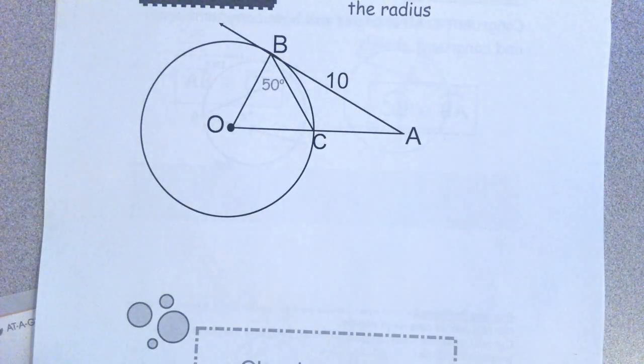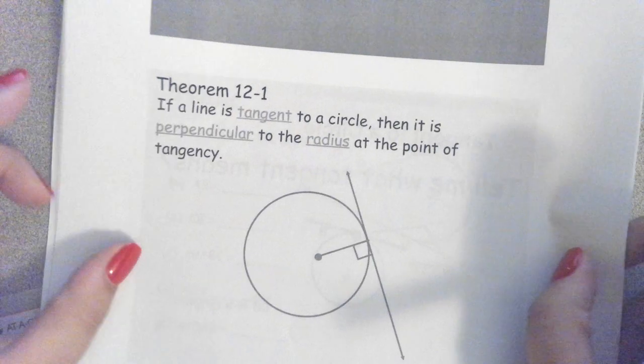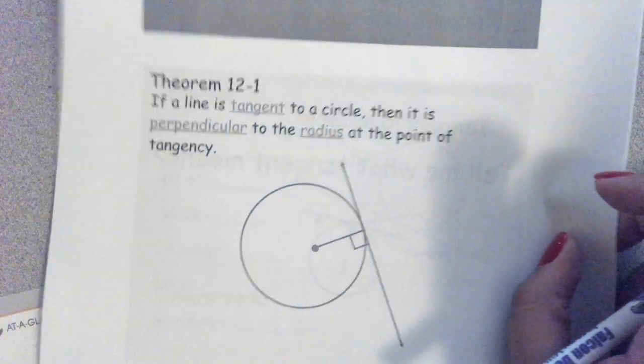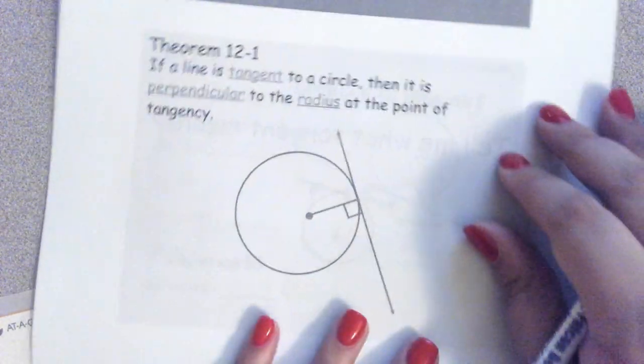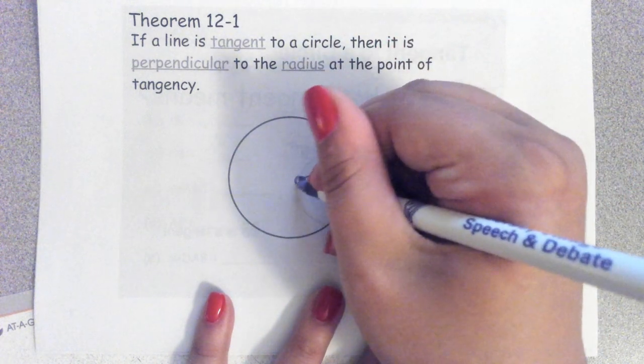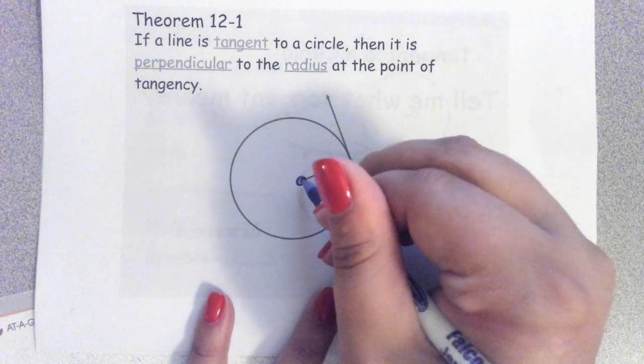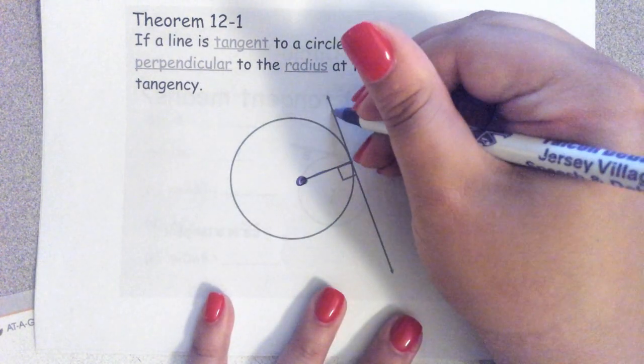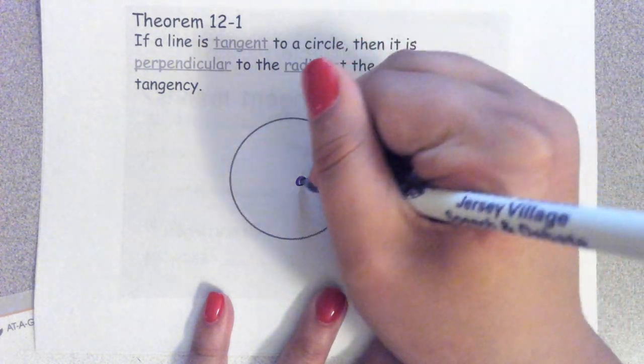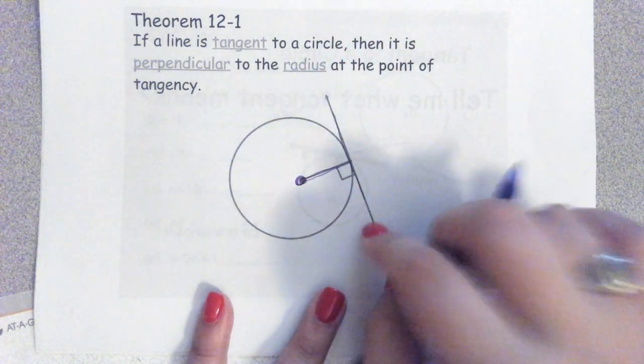Okay, so the first theorem that we learned was that if a line is tangent to a circle, then it is perpendicular to the radius. So the key thing you need to know is that the radius and a tangent line make 90-degree angles. Only a radius with a tangent line.